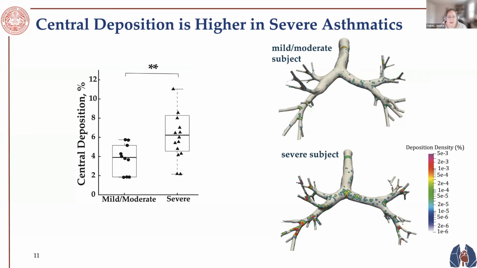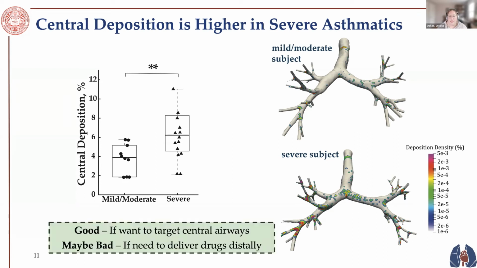The next measure we looked at is central deposition. Central deposition is the deposition within our central airways. The rest of the particles are exiting out our distal model to the distal regions of the lung. And we see again this increase in deposition in the severe airways compared to the mild moderate subjects. This may be good if you want to target the central airways, but it's going to be not great if you want to deliver drugs distally. And this is really looking at where the asthma remodeling is taking place.